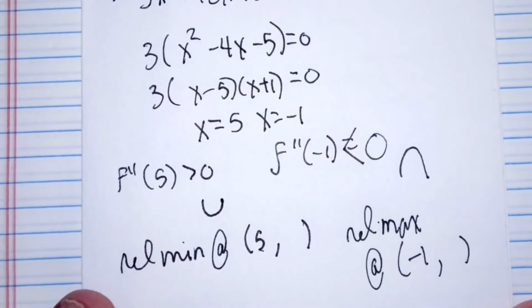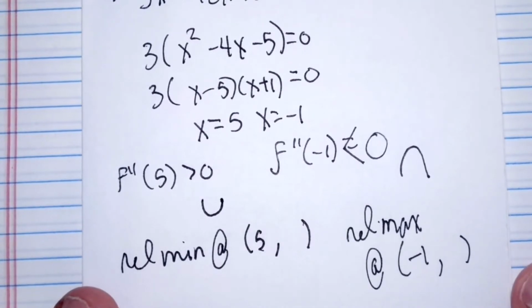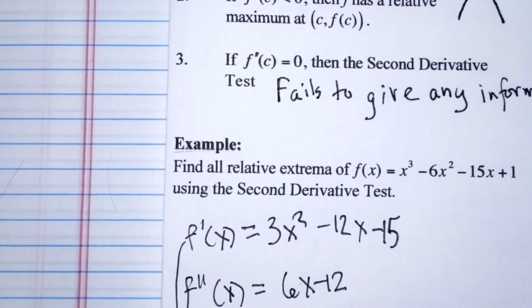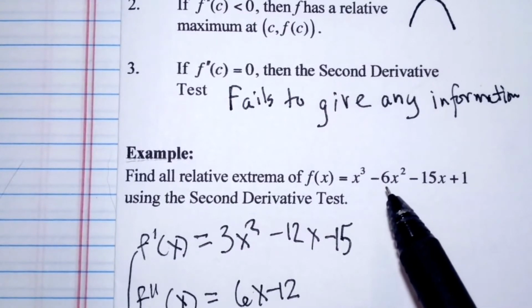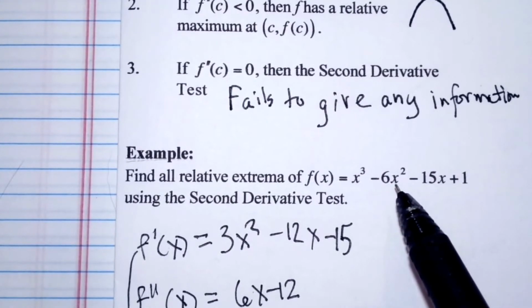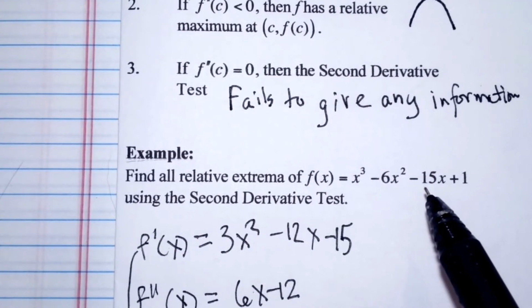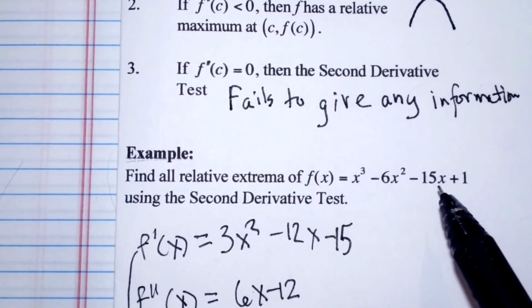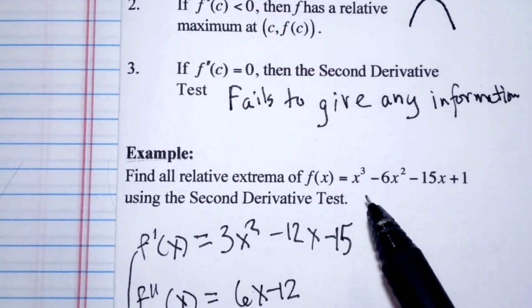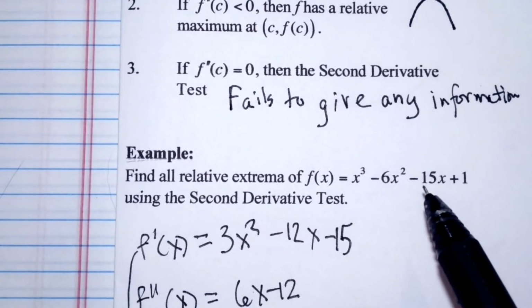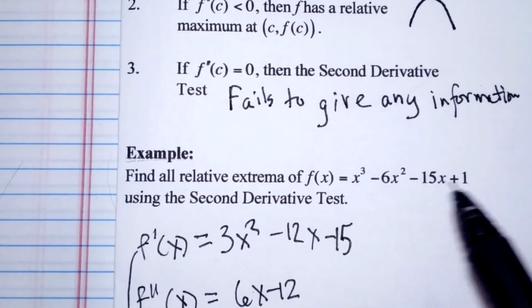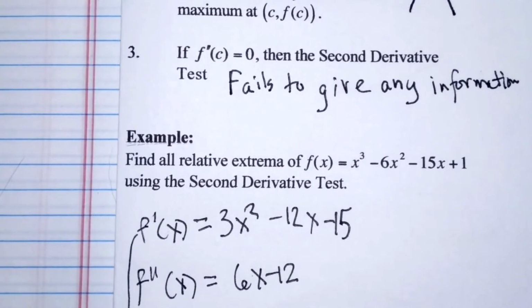To find the y coordinates, what we need to do is substitute the x coordinates back into the original function. So let's see, if x equals 5, we're going to get 125 minus 150 is negative 25 minus 75. Let me try that again. 125 minus 150 is negative 25 minus 75 is minus 100 plus 1. Maybe it's negative 99.